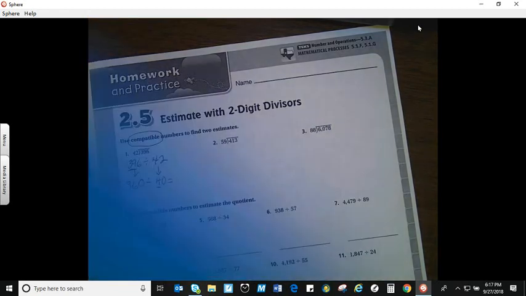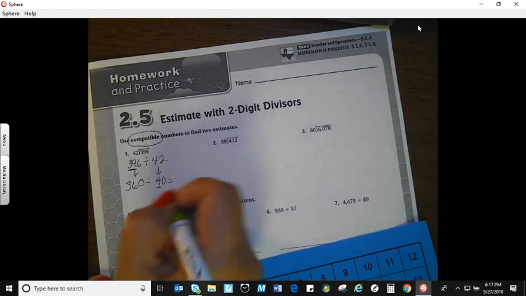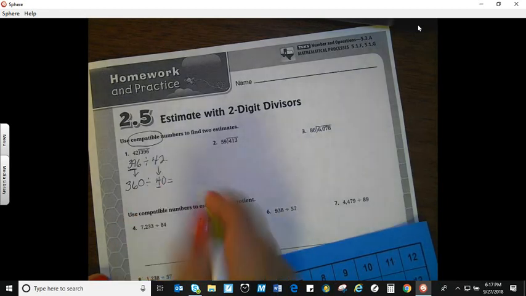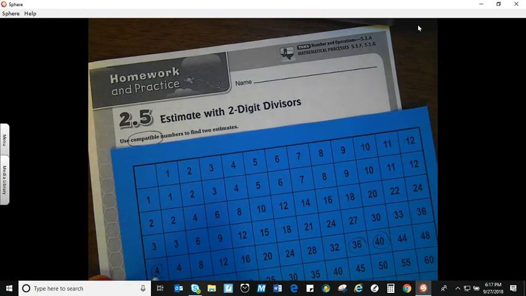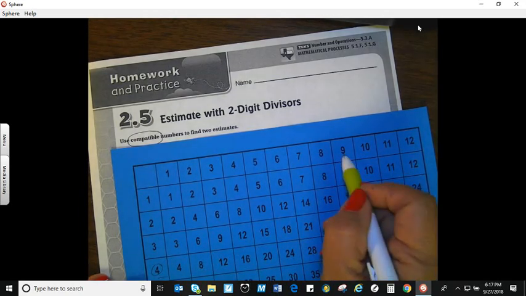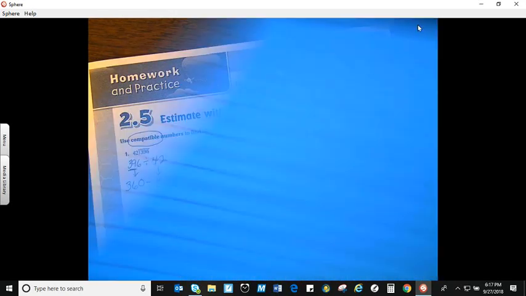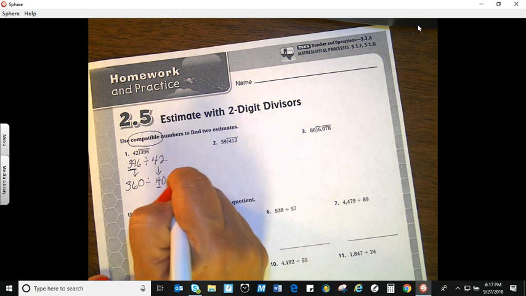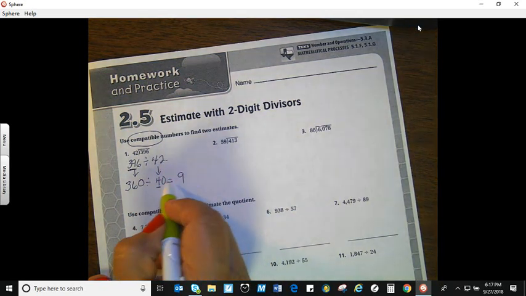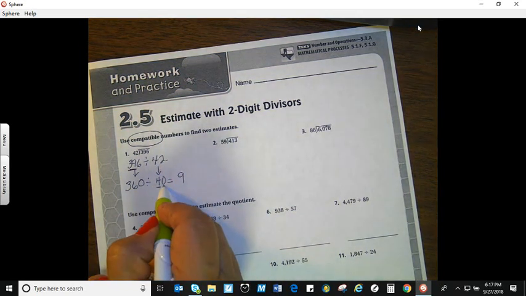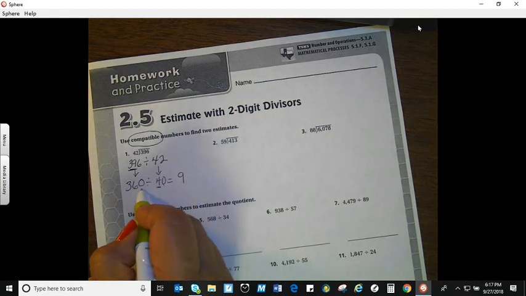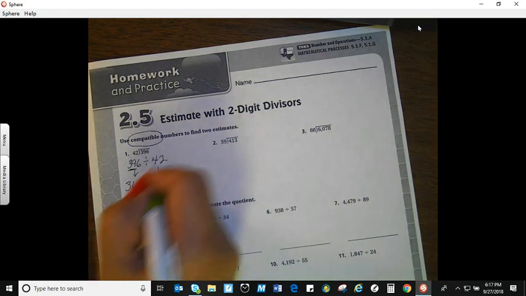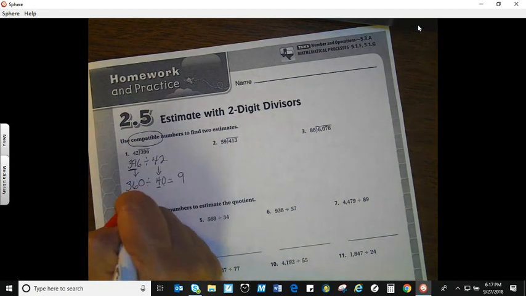So if I took my zeros off, I have 4 goes into 36 9 times. And so I know that my answer will be 9. 9 times 4 is 36, and then I have the 0, which I place here, so my answer is 9.